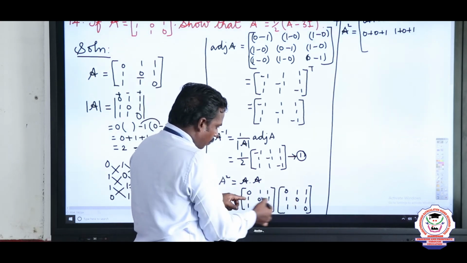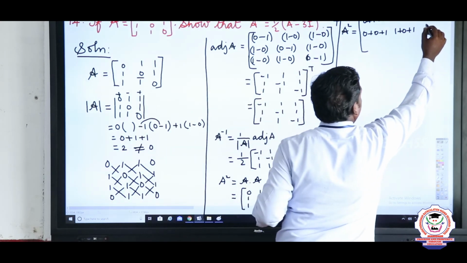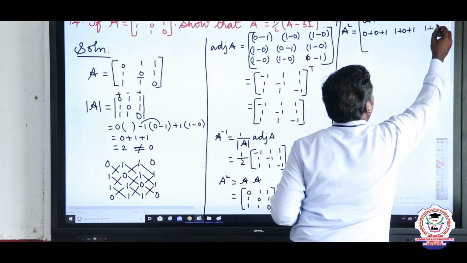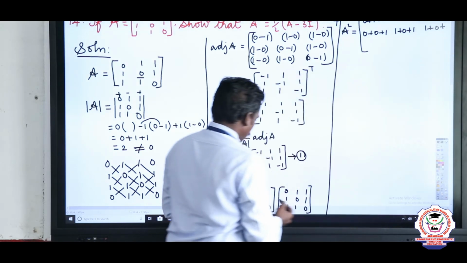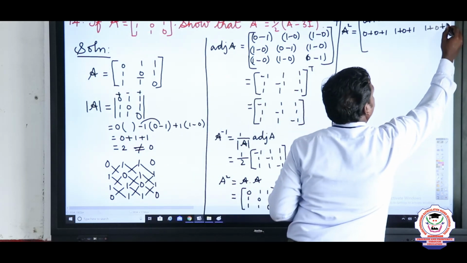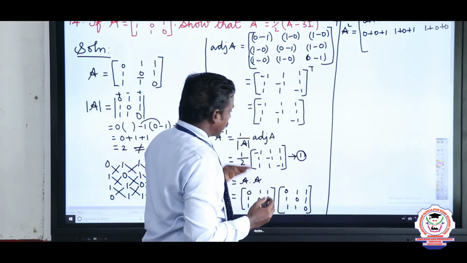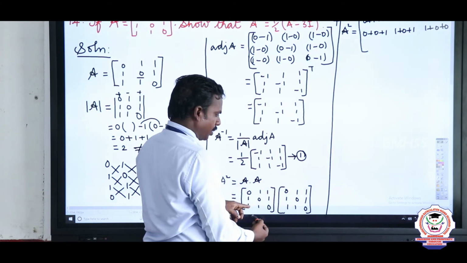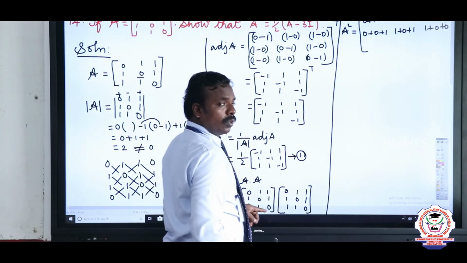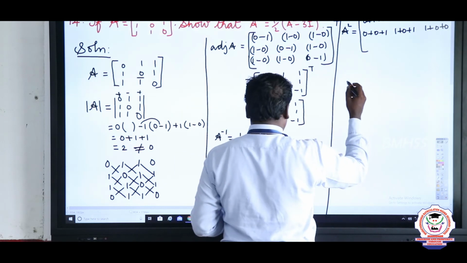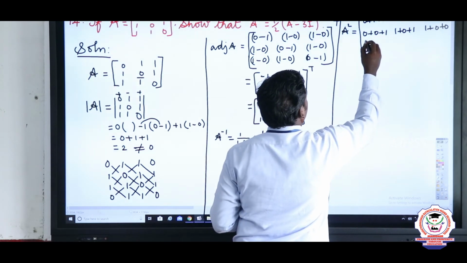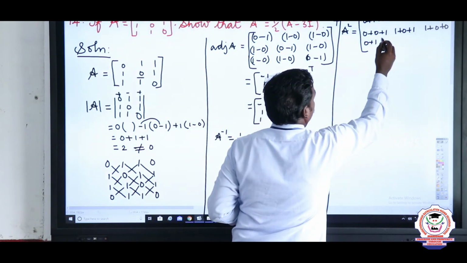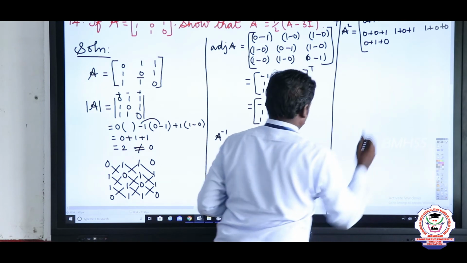Second row, third column. So 1 into 1 is 1 plus 0 into 1 is 0 plus 1 into 0 is 0. Listen, third row operated on first column. Again 1 into 0 is 0, 1 into 1 is 1, 0 into 1 is 0. So 0 plus 1 into 1 is 1, 0 into 1 is 0.